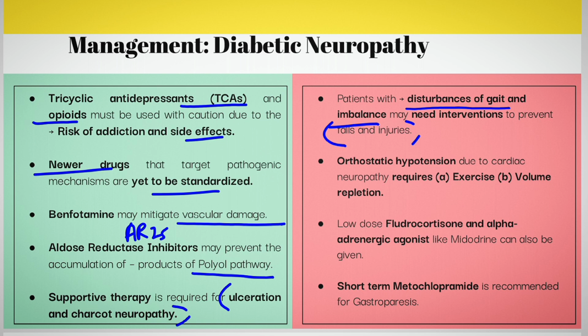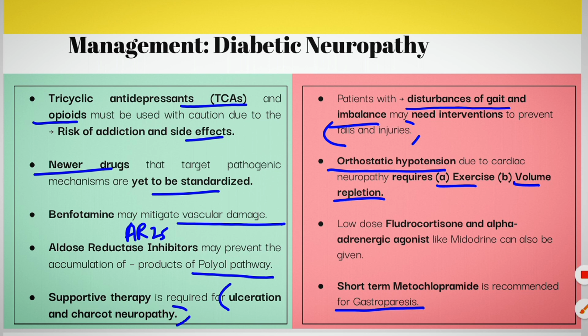In case of orthostatic hypotension, the person is advised to do regular exercise, and volume repletion is also required. Low dose fludrocortisone and an alpha adrenergic agonist like midodrine can also be given in such patients. If the person has gastroparesis, then short term metoclopramide can be recommended to such patients.